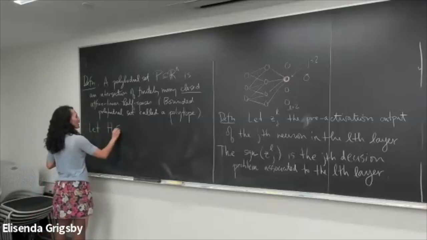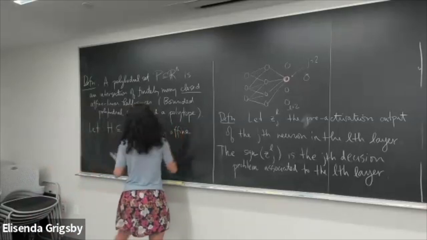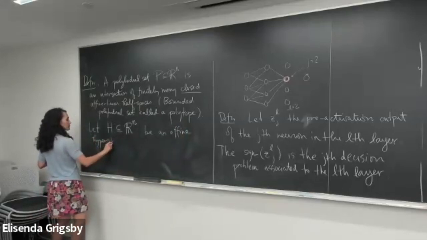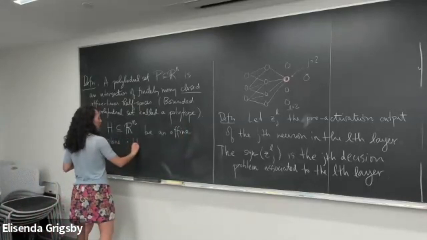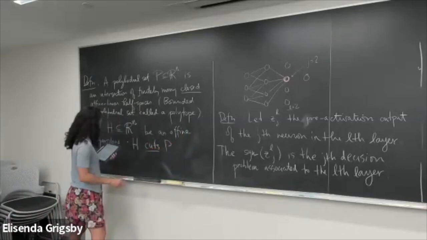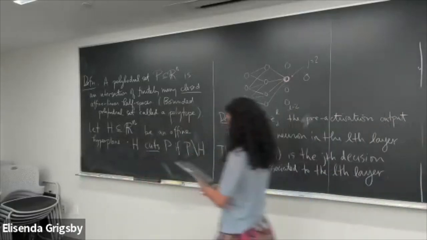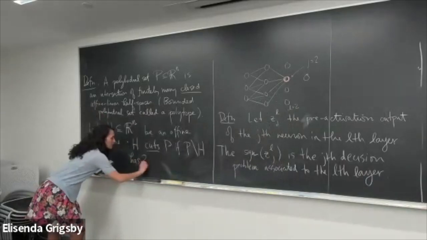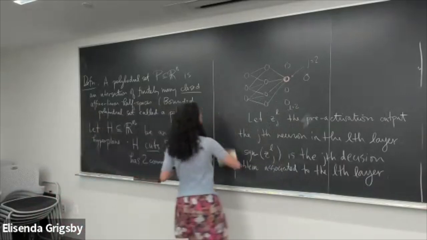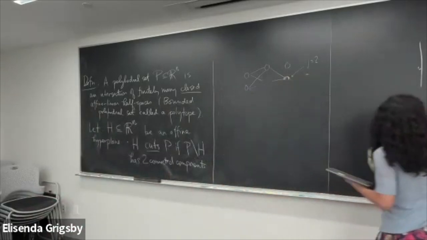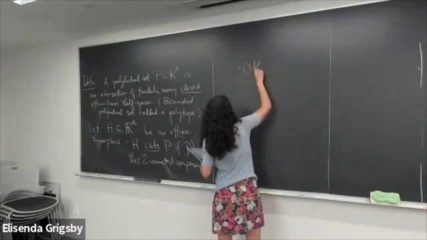If we have a hyperplane in R^n, an affine hyperplane, and P is a polyhedral set, H is said to cut P if it separates P into two components, so P has two connected components. Otherwise, H is said to support P.